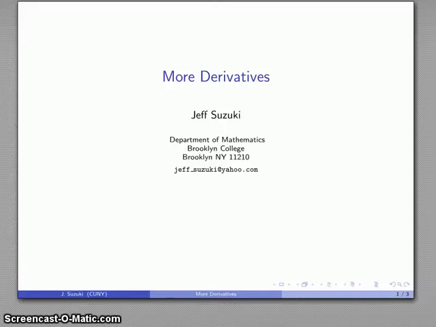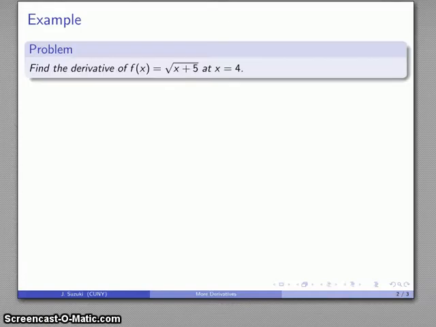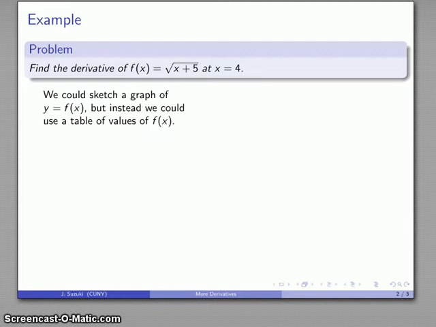Well, let's take a look at a few more derivatives. So let's find the derivative of f of x equals square root of x plus 5 at x equal to 4. Now again, remember that the derivative is the same as the slope of the line tangent to the graph of, and I could sketch a graph of y equals f of x, y equals square root of x plus 5, but let's do something a little bit different for variety.